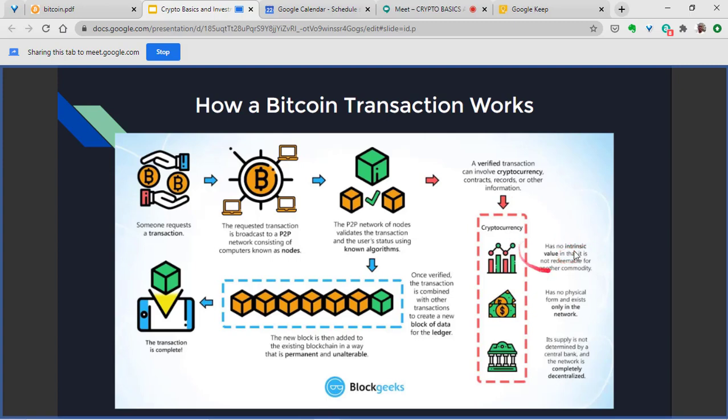So in and of itself, you can see this part: cryptocurrency doesn't have any intrinsic value, really. It doesn't have any physical form. It only exists on the network.